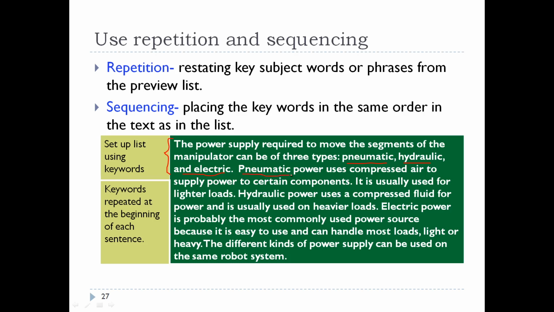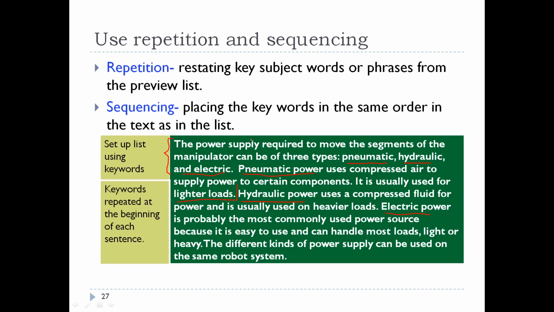Pneumatic, here is the repetition: pneumatic power uses compressed air to supply power to certain components. It is usually used for lighter loads. So this is the discussion of pneumatic power supplies. Then we say hydraulic power, and they are in the same order: pneumatic, hydraulic, and in the end, electric. So this is what sequencing means. Repetition means we are repeating these terms. Hydraulic power uses a compressed fluid for power and is usually used on heavier loads.